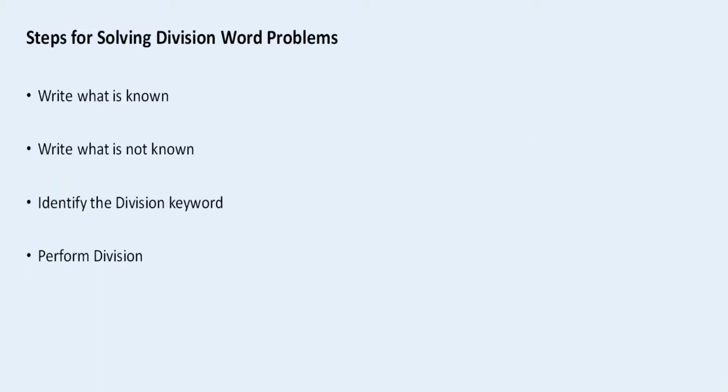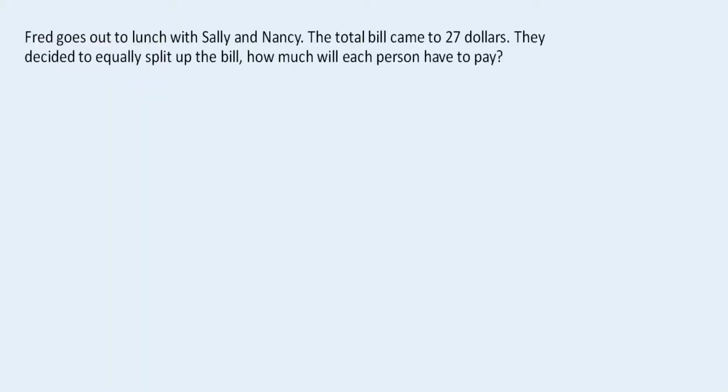But now let's look at how we go about solving word problems. We need to write what is known, what is not known. We will need to see if there's a division keyword available, and then we perform the division. Let's look at some examples. So Fred goes out to lunch with Sally and Nancy. The total bill came to $27. They decide to equally split up the bill. How much will each person have to pay?